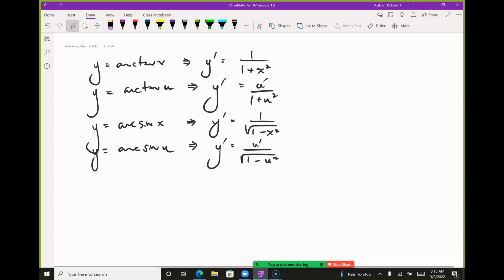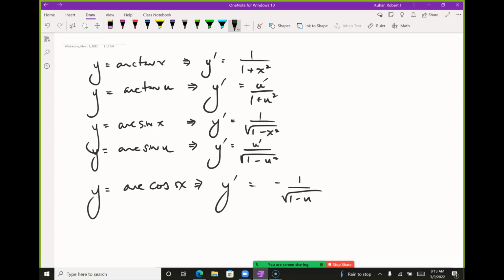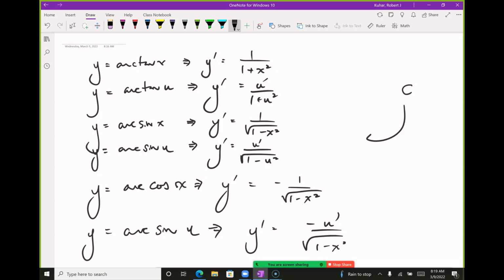And the only thing that's different about the arc cosine is I get a negative. So arc cos of x gives me y prime is negative 1 over the square root of 1 minus x squared. And then y equals arc cos of u will give me y prime equals negative u prime over the square root of 1 minus u squared. And it's kind of that same thing, right? When we're taking a derivative of cosine or arc cosine, we get a negative.